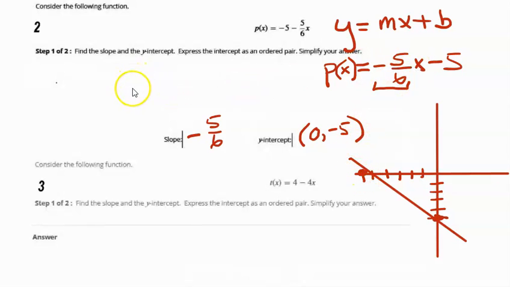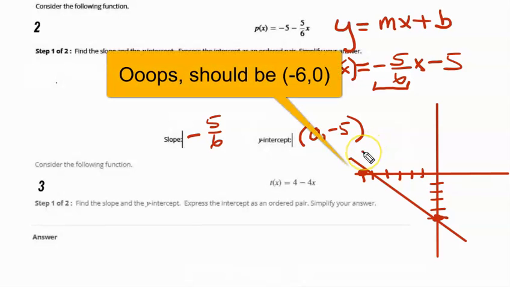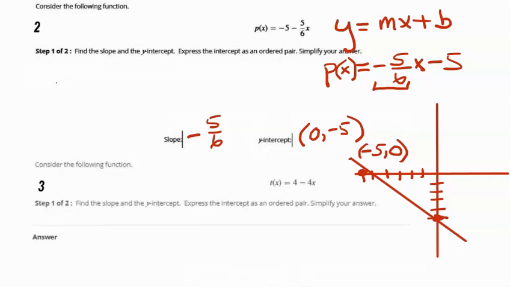Sometimes they would ask you to list two ordered pairs and the graph would form. So this ordered pair is here, the y-intercept, and we also have the x-intercept then. That would be -5, 0. That would be this point.